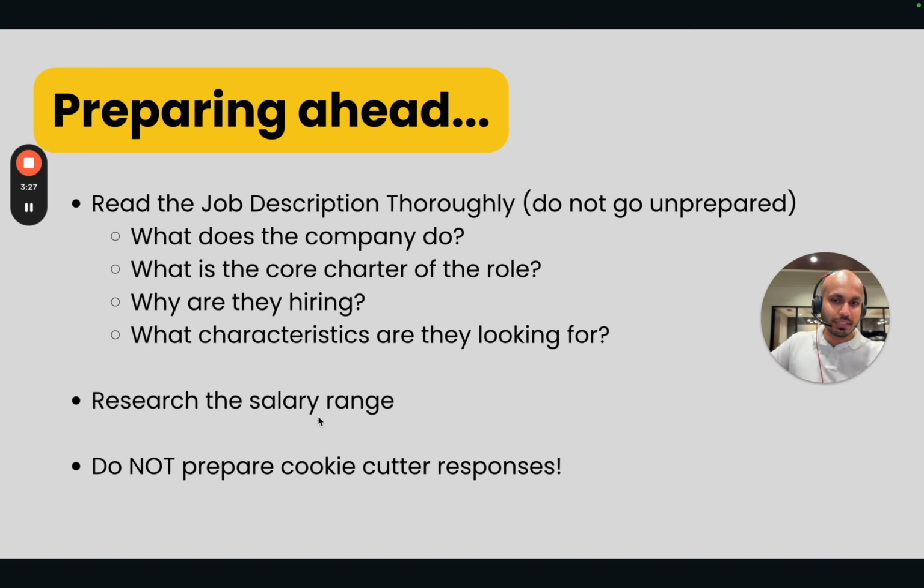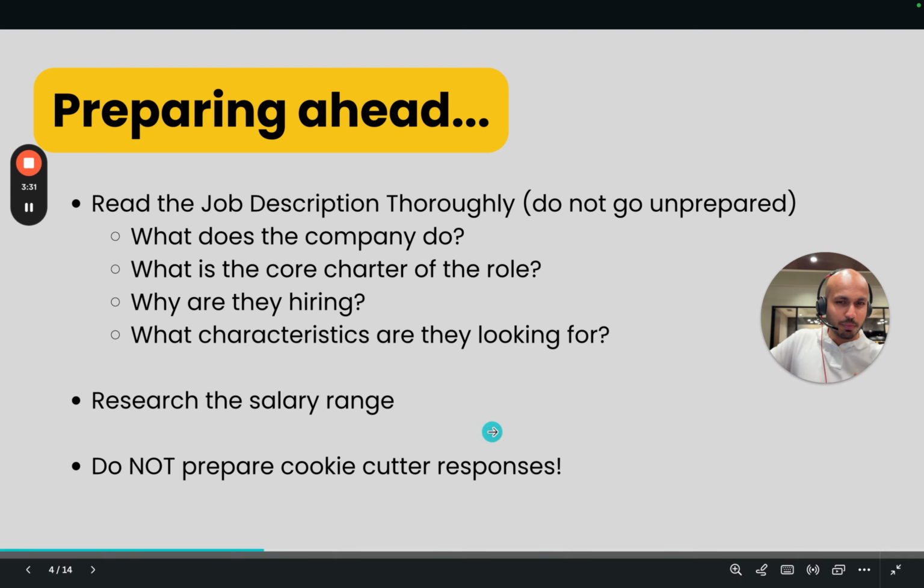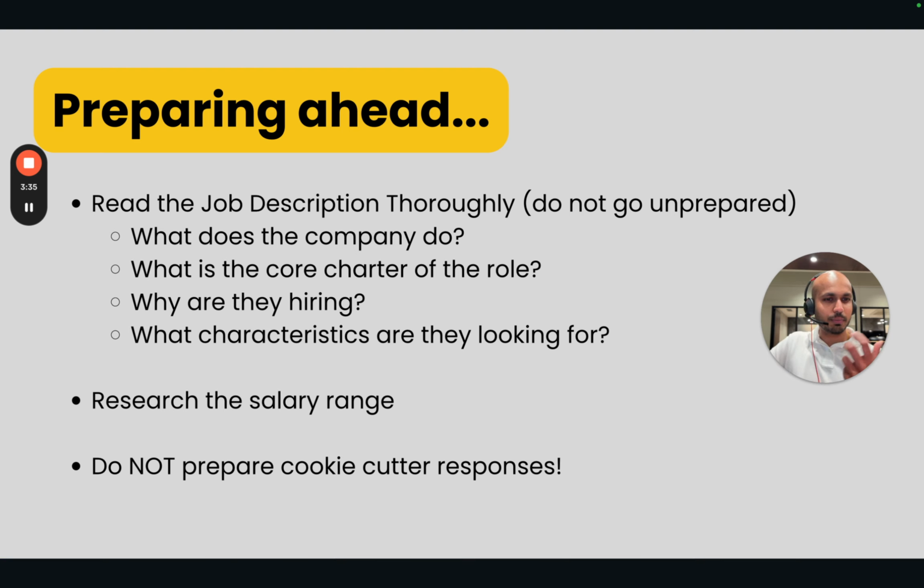Then of course, research the salary range, and I'll talk to you more about this later. And then most importantly, do not have prepared canned, cookie-cutter responses. Actually try to personalize them, because recruiters look for that kind of thing.